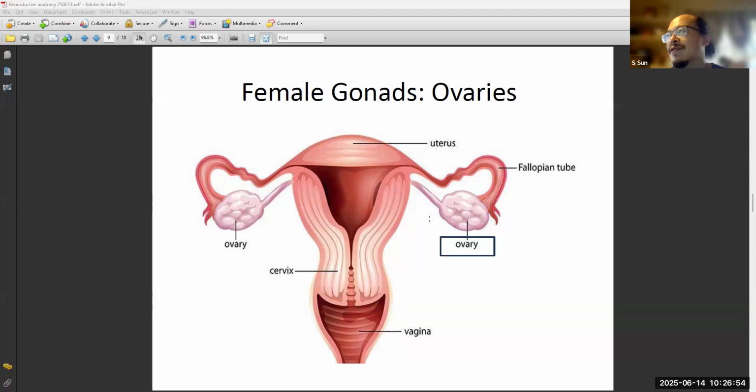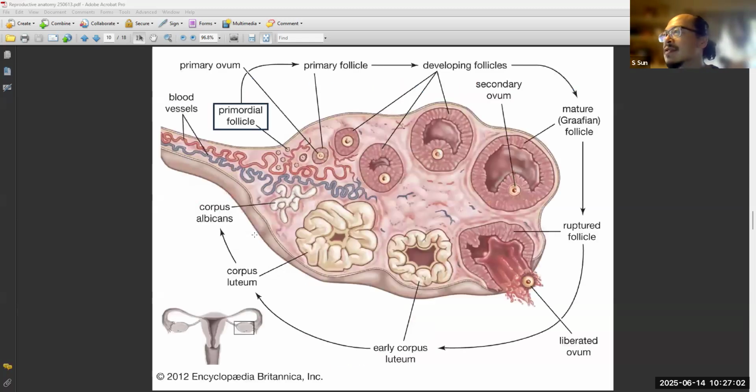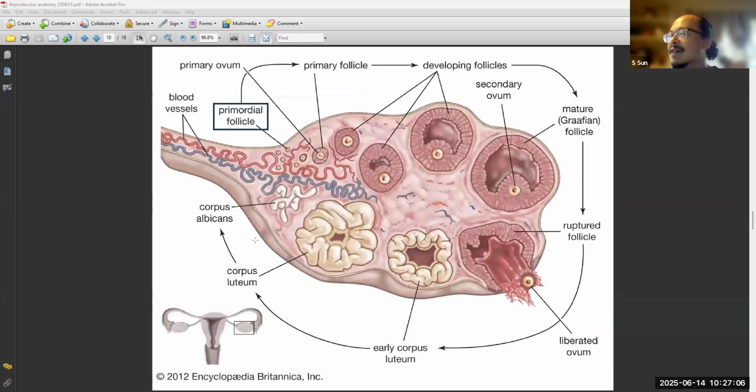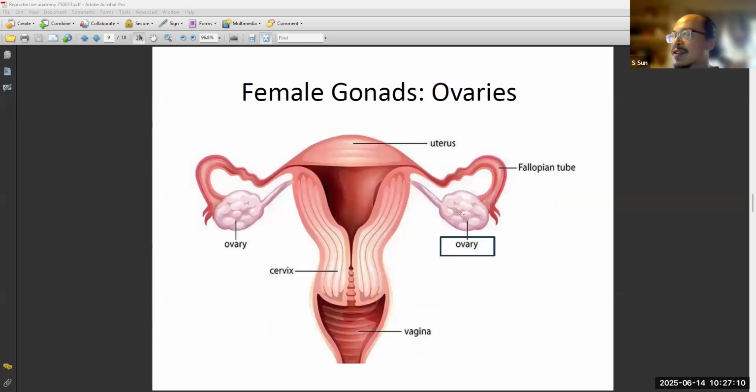Just like a male, you have two testes. Female, you have two ovaries. These locations are in the pelvic cavity. And then it produces the oocyte or egg. The egg will then get transported into the fallopian tube.